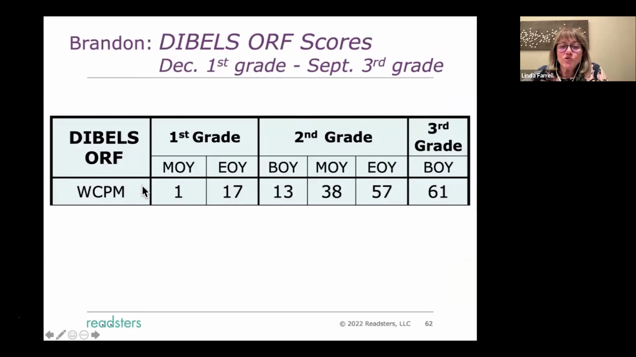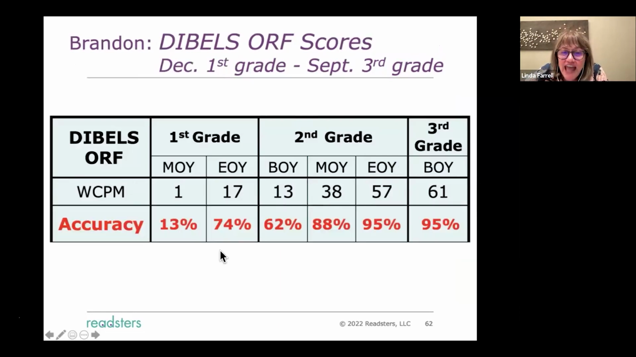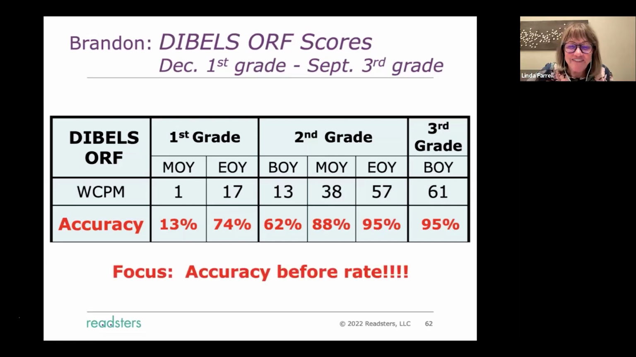Look what happened to his DIBELS scores. Look at the progression. Oral reading fluency: 1, 17, 13, 38, 57, 61. It just kept getting better because that was a pinpointed focus. Look at the accuracy. They never worked on rate. They were still working on accuracy. You can see 13%, 74%, 62%, 88, 95, 95. So they've still got work to do on accuracy. But his rate has gone up even when they're still working on accuracy.